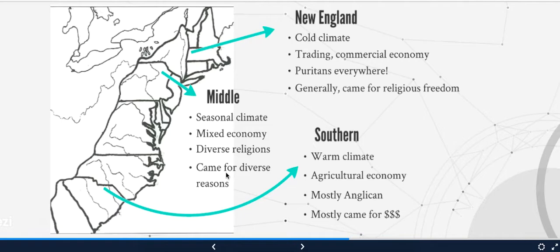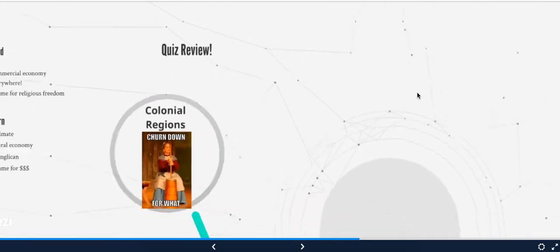Y'all know how colonial regions work. New England, it's real cold. We're trading, and there's Puritans. The Middle is mixed all around. Then Southern, it's a warm climate. We grow stuff. It's mostly Anglican, and pretty much we're here for cash. And since there are Puritans in New England, they are there for religious freedom, but pretty much only for themselves. We've already taken that.